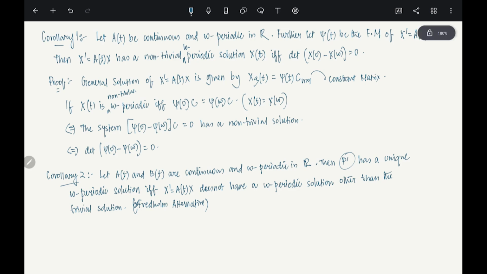Okay? So the proof, maybe I can do it on the next page. Proof. Let phi of t be the fundamental matrix of the equation x prime equals A(t) times x. Is this okay? Now, you remember, if this is the fundamental matrix, then by Duhamel's principle, we have proved this. Duhamel's principle.